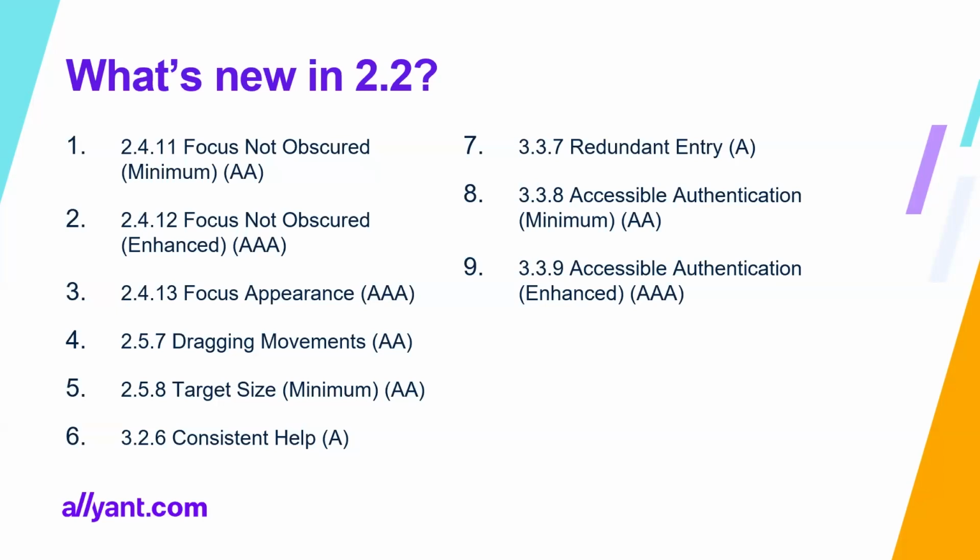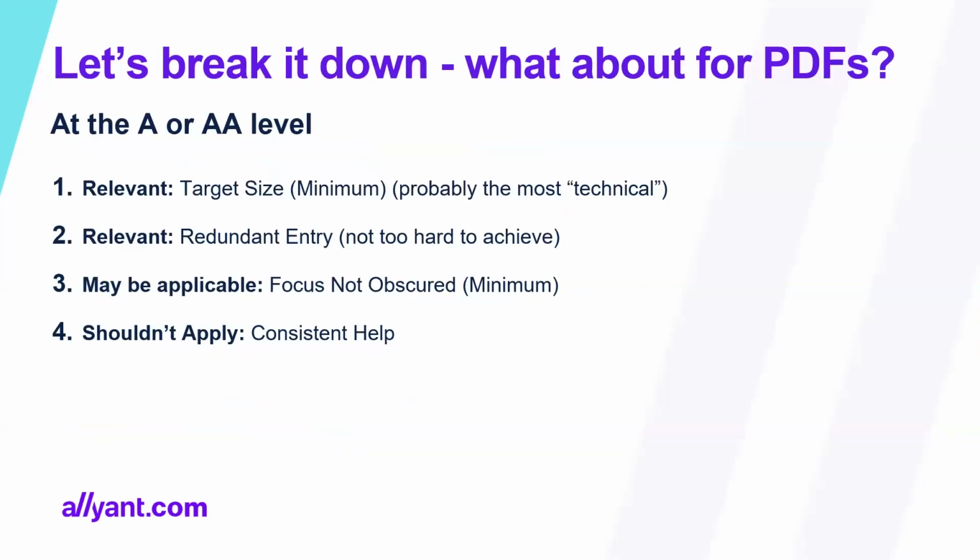And so most of these are going to be more applicable for websites and apps and so on. So we'll break it down and look at what are the new requirements, the new success criteria that are relevant to our PDF documents, right? And again, just sticking to the single or double A level, there's really two that are going to be relevant. And then there's one success criteria that might be applicable to some of our documents sometimes. And then there's another one that really shouldn't apply, right? And we'll get into these.